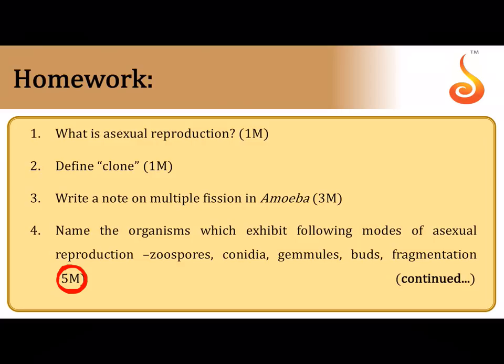We are asking you to name the organisms which exhibit the following asexual methods of reproduction. Example for zoospore, you must give example for an organism that exhibits conidia, gemmules, example for budding, example for an organism which exhibits fragmentation. Please stick to the examples given in your NCERT book. Okay?